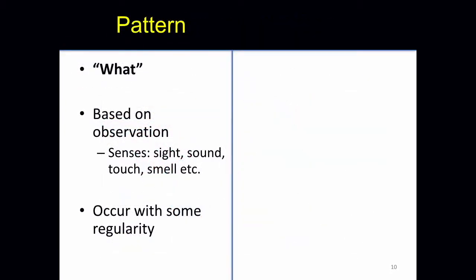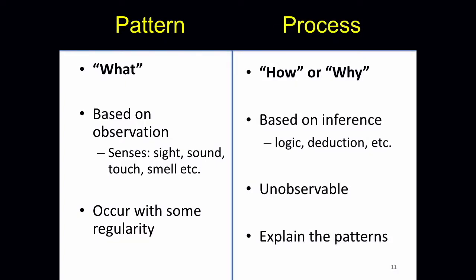Well, we can summarize what we've been talking about so far as patterns, which are the what of nature, based on observation, senses like sight, sound, smell, touch. And patterns are observations that occur with some regularity, that is, we see them again and again. In contrast, a process is an explanation, it's an accounting for how or why something happens. A process is typically based on inference, logic, deduction, and many other factors we'll be talking about. It's unobservable. We can't directly see the process. And a process accounts for the patterns.